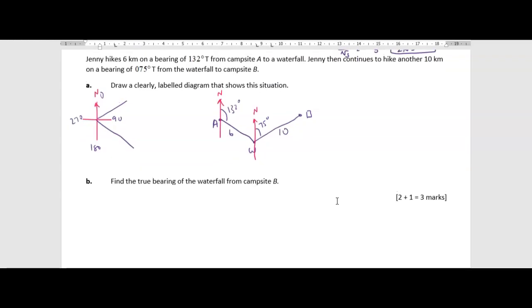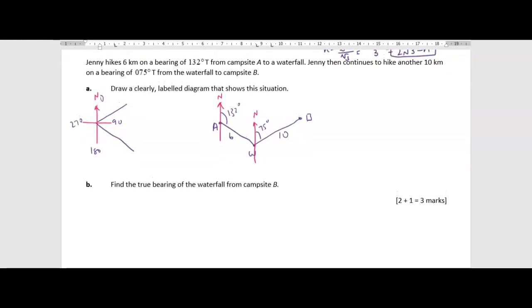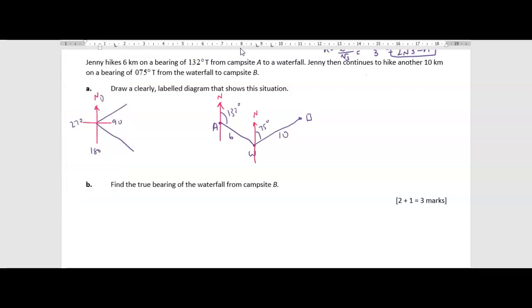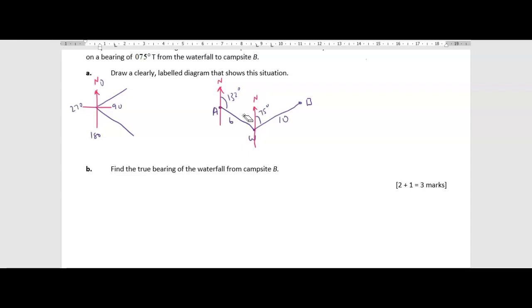Find the true bearing of the waterfall from campsite B. All right, so I might just do this in a different color. Let's do some green. Now, this is where it's tricky. If I'm not drawing the diagram correctly, it can make it a bit weird looking, but we'll just do it anyway. So there's the green line. So we want, oh, no, that's not what we want. We want the true bearing of the waterfall from campsite B. Is there more to that question? Is that it? Okay, because the first part of the question was kind of useless.